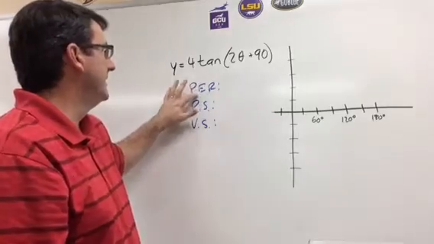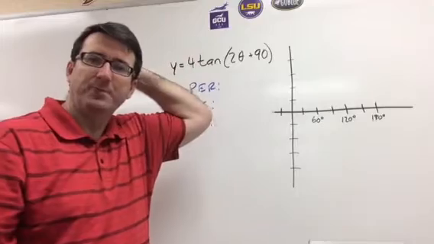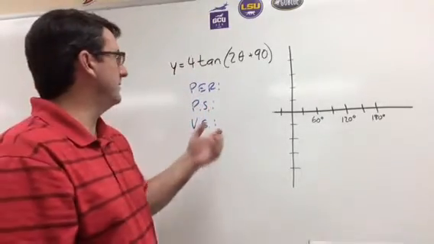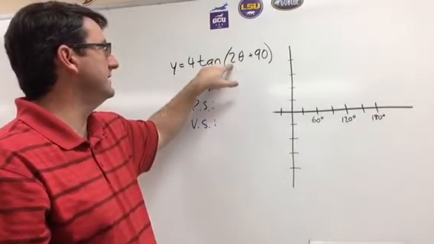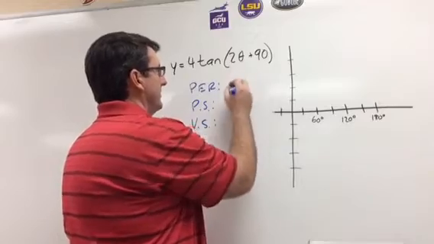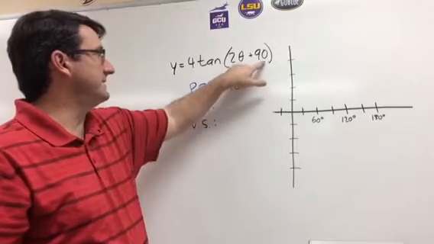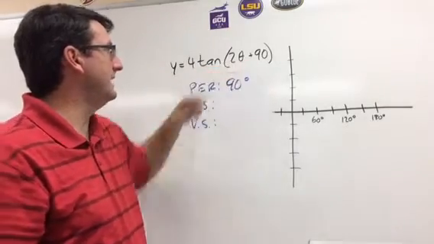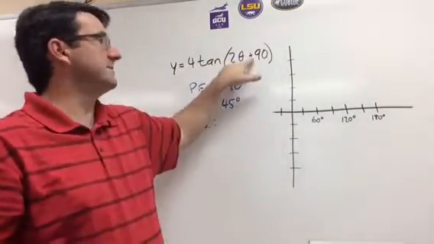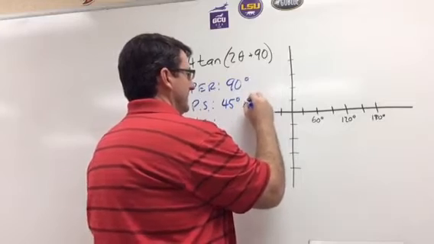So the period, remember the period for a tangent function typically is 180 degrees. So our period here is going to be 180 degrees divided by this number right here, this 2. So 180 divided by 2 is 90. That's our period. The phase shift is this number divided by this number, so 90 divided by 2, so that's 45 degrees. And it goes the opposite direction of what we would expect since we're adding. This 45 degree shift is going to be to the left.